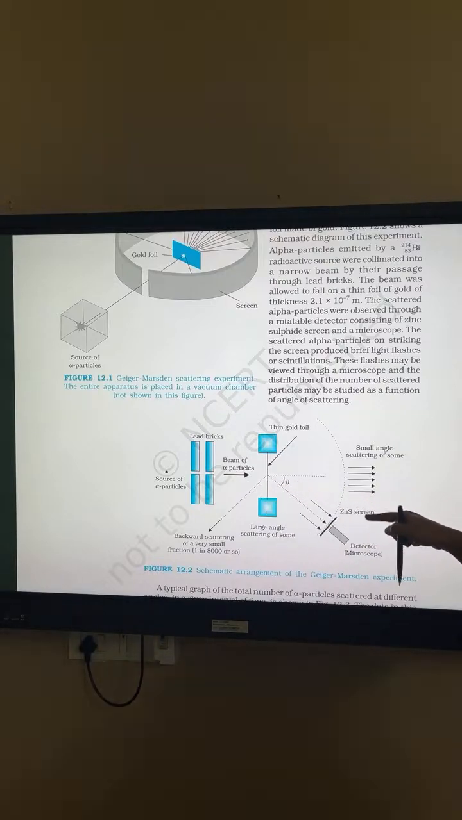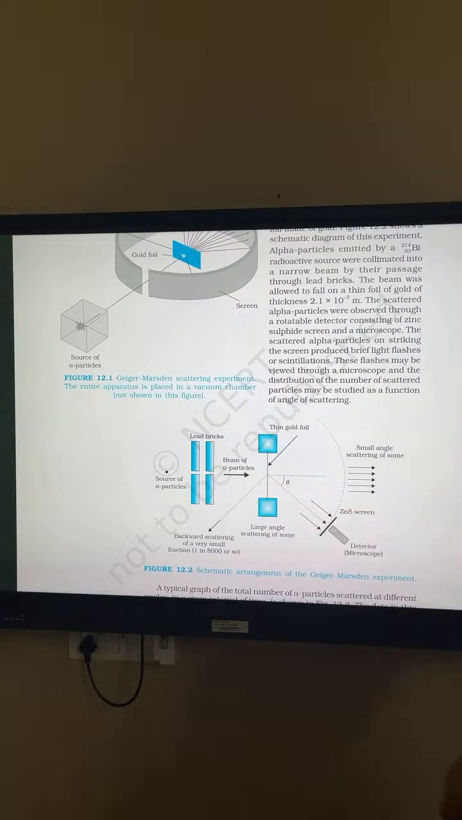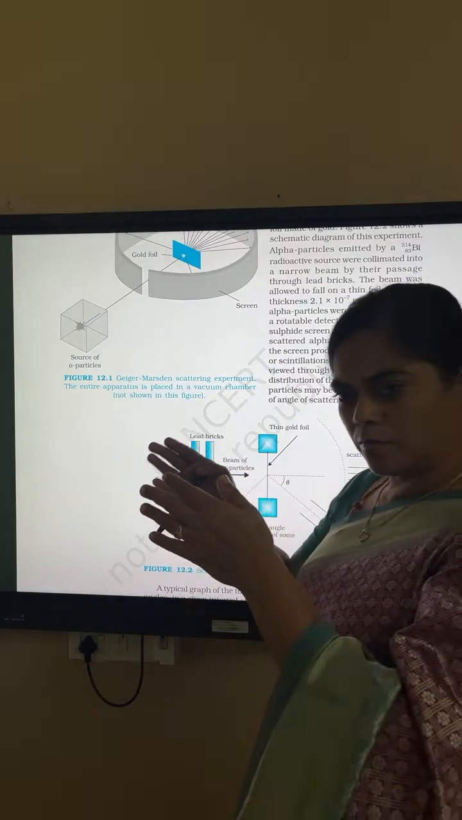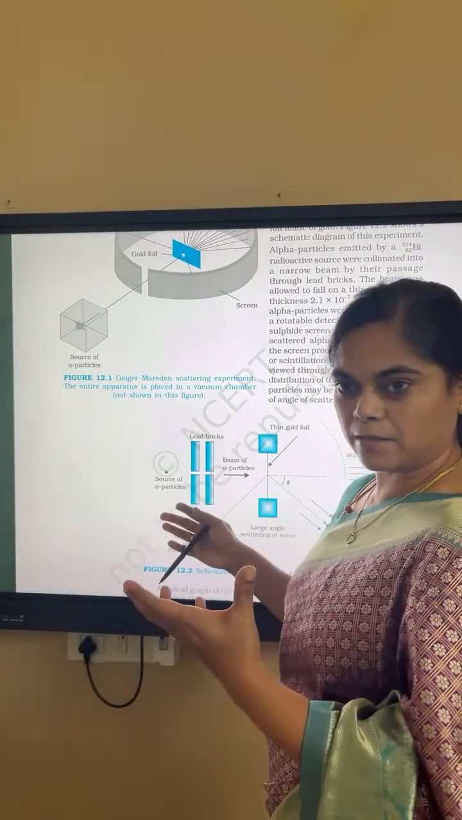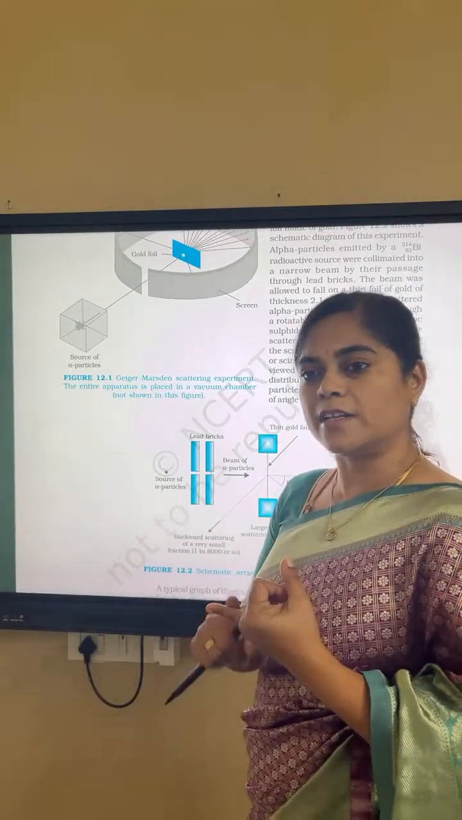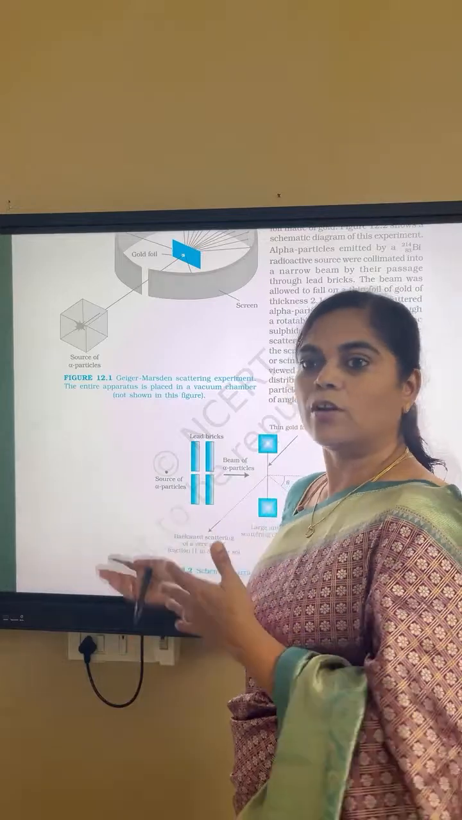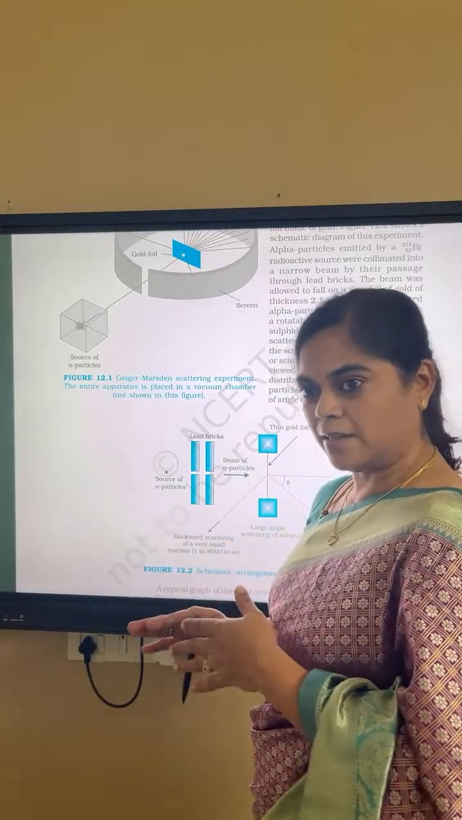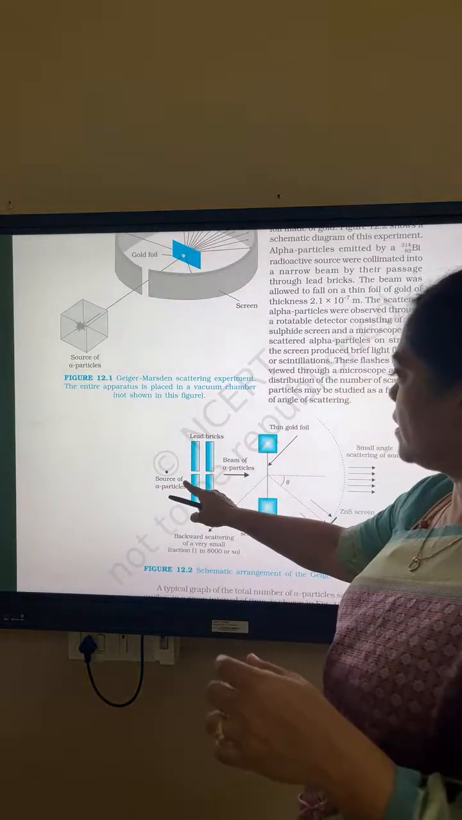It is a schematic expression. What is here? Lead bricks. Why are lead bricks there? Because the radiation is very harmful. It is protected by a wall of lead bricks, bricks made of lead. Lead does not react with the alpha particles, so lead is needed there. Pb, lead. So they are using these lead bricks, and then what will happen?